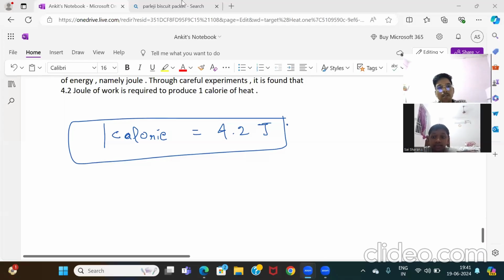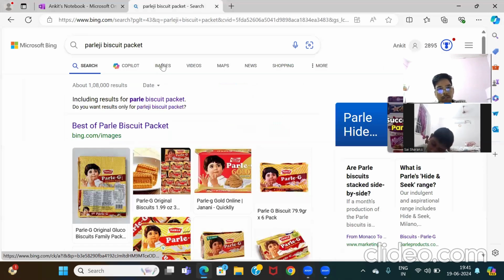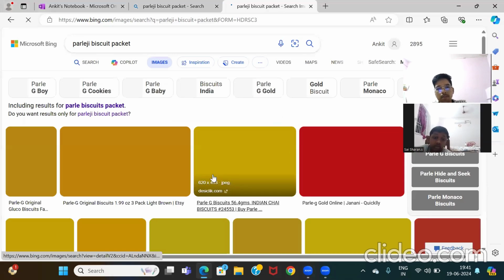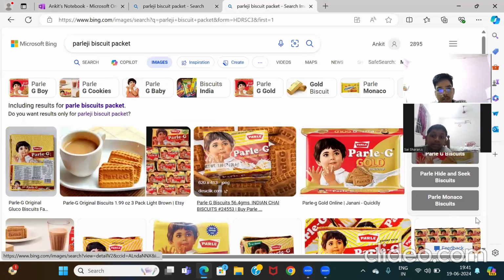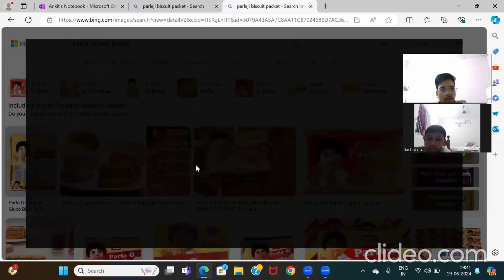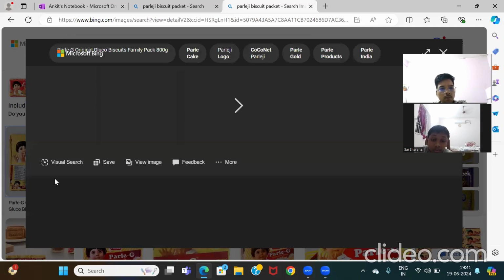Is my screen visible? You can see this Parle-G packet. We have eaten this so many times. Everyone is eating. I think it is on the back of the packet. Maybe they have written it in very small letters. If I am able to see it, you can see it also.